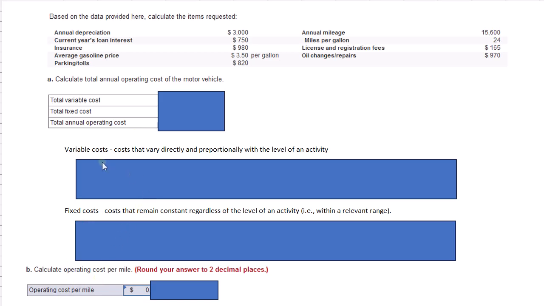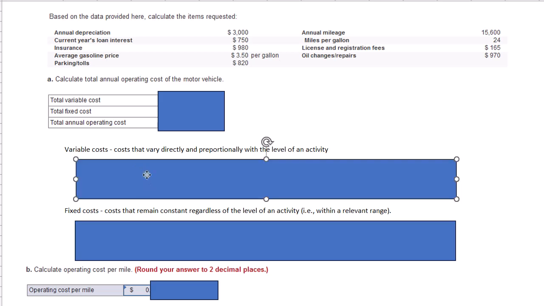All right. What are variable costs? Well, they're costs that vary directly and proportionally with the level of an activity. So as an example, if we owned and operated a pizza shop, we sold pizzas for $10 for a large pizza, assume that's all we sold, and the cost of the ingredients was $4 per pizza, it would cost us $4 to sell one pizza, $40 to sell 10, and so forth.